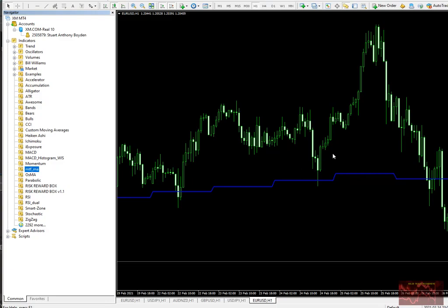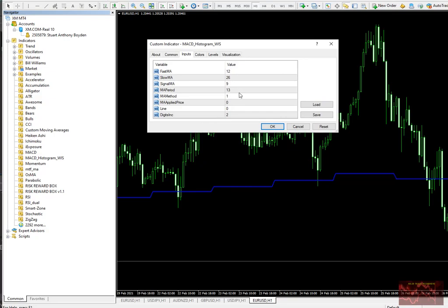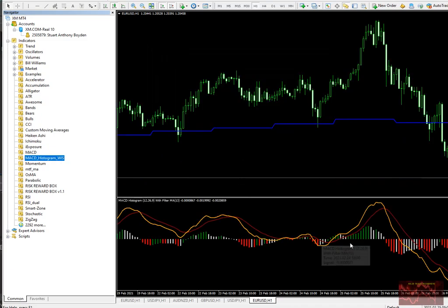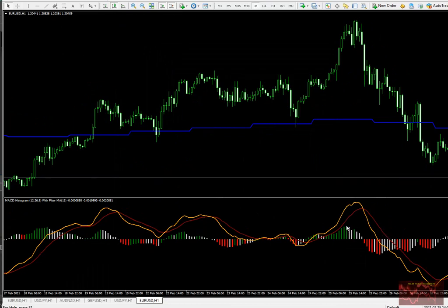Now we're going to add another indicator to this little system. The indicator we're going to add is the MACD histogram. We're going to move it and drag it across. Here are the inputs. We're just going to use the default inputs, and we're going to click OK. And here's the MACD. We're going to close this down, and here's the MACD with the multi-time frame moving average.